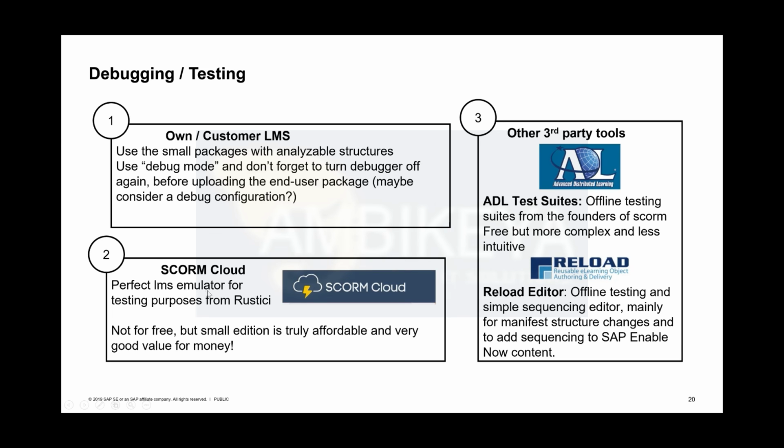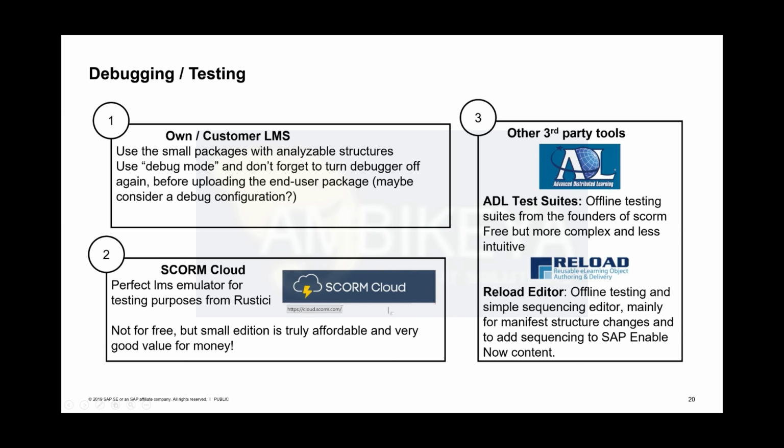The perfect simulator from my perspective is the Rustici SCORM Cloud. Again, it's not free, but the small edition is $75 per year. That's well spent, really well spent. It's the perfect test LMS. Other tools that could be used to validate SCORM: one is coming from ADL, the owners of SCORM, the ADL test suites.